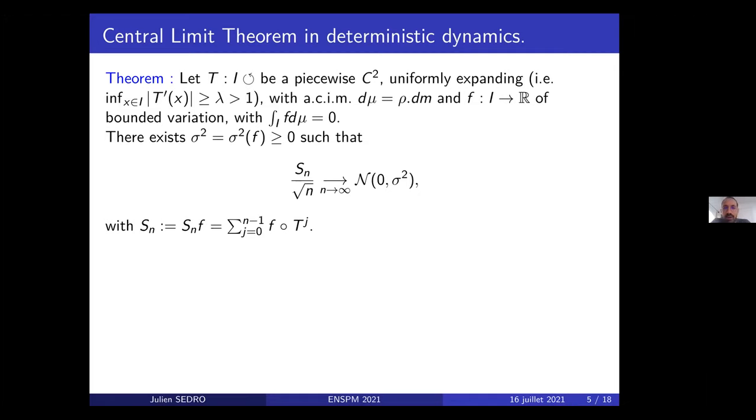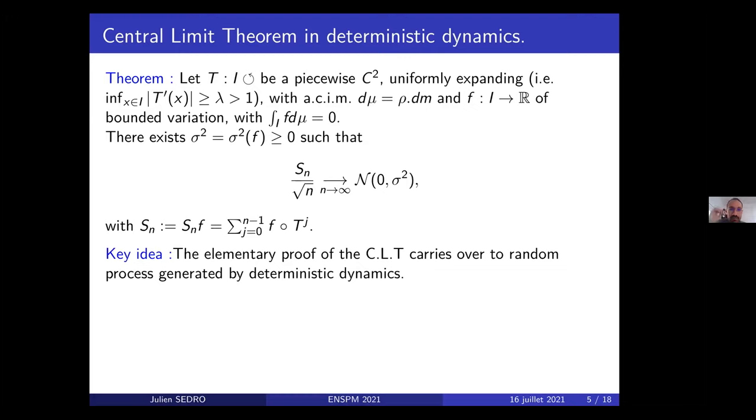And so this coefficient sigma square plays the role of the variance that was in the previous central limit theorem. It has an explicit expression in terms of correlation of the map T that I won't write here to keep things simple and readable. And so, as I said, the key idea here is that when you want to prove this type of result, you can in fact use exactly the same steps as you used before.